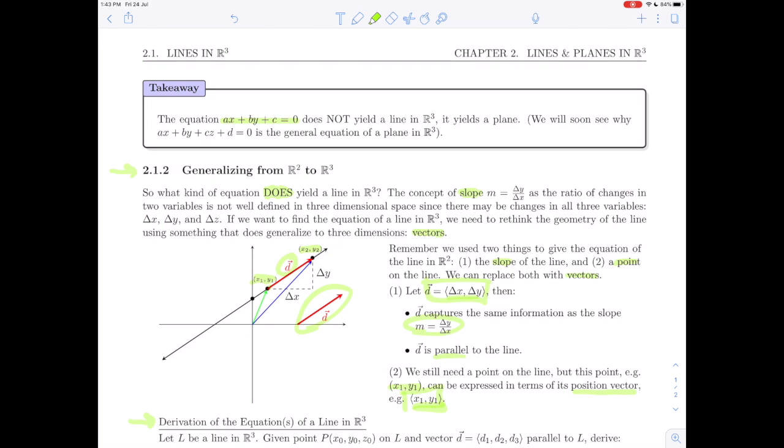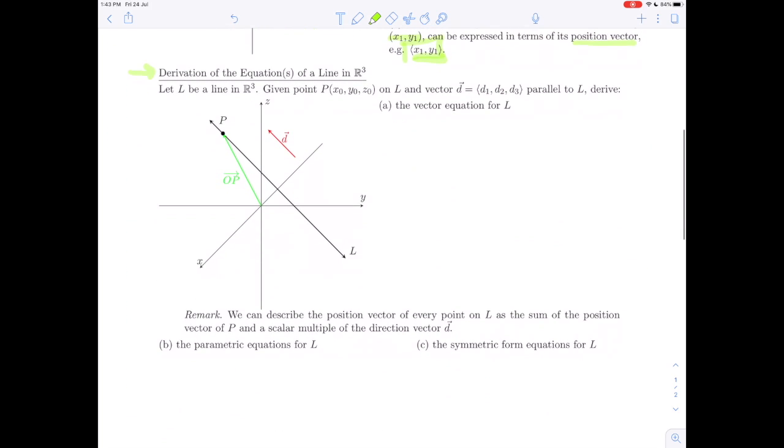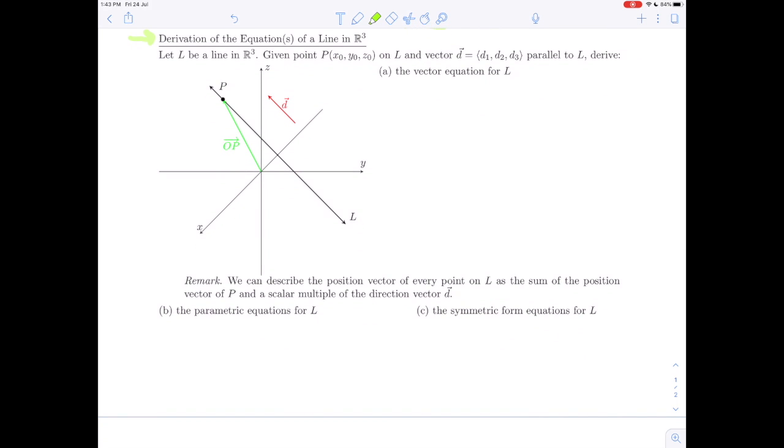So let's take that idea and go forward into three-dimensional space. Let's do the derivation of the equation of a line in R3. Let L be a line in R3, and let's say we're given a point P, x0, y0, z0 on L, and a vector D. D, which incidentally is usually called the direction, that's why it's called D, the direction vector. And this vector needs to be parallel to L. We are going to derive the vector equation for L, the parametric equations for L and the symmetric equations for L.